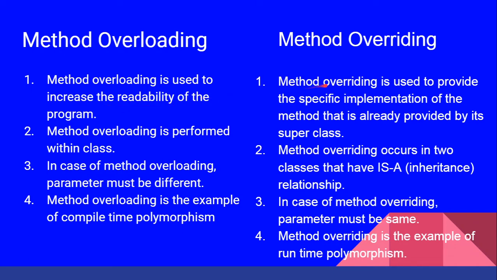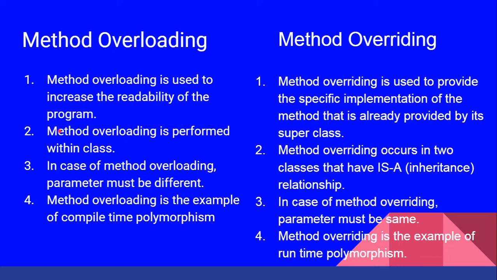Whereas method overriding is used to provide the specific implementation of a method that is already provided by its superclass. That means there is a superclass and a subclass, and the method is already defined in the superclass. Suppose we derive a subclass using inheritance, and in the subclass the same method is used, then that is called method overriding.